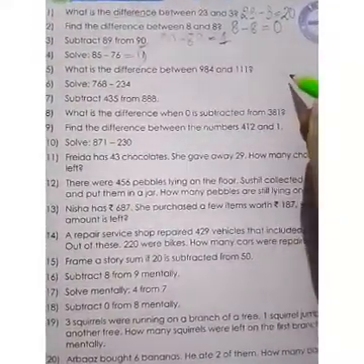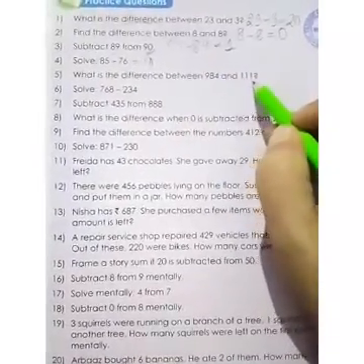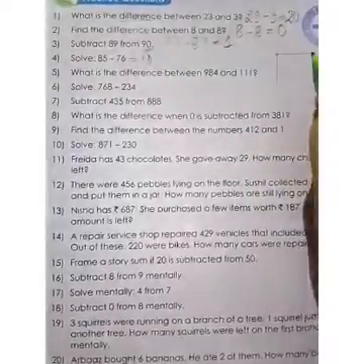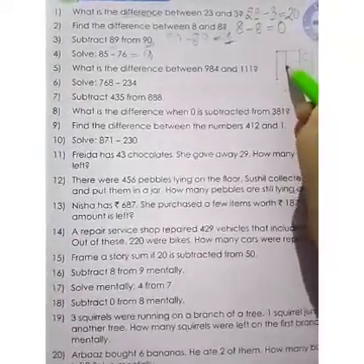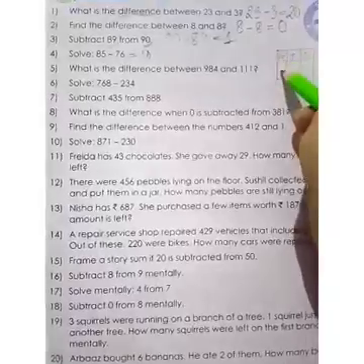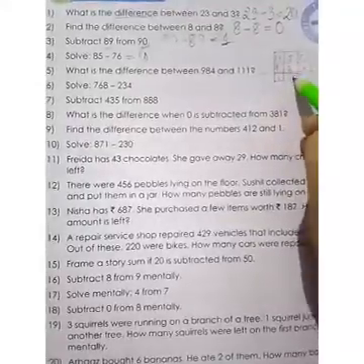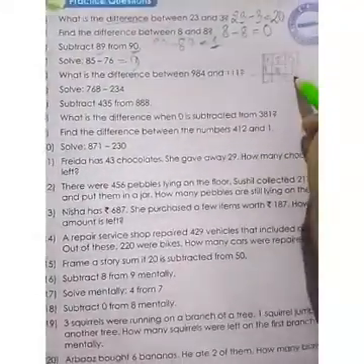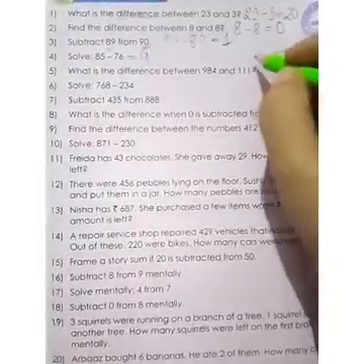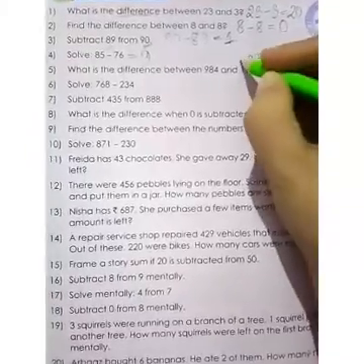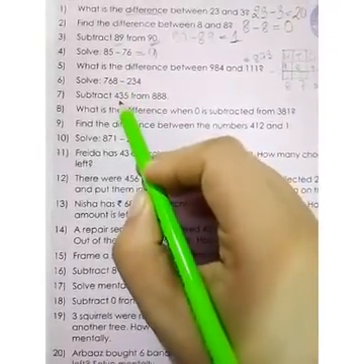Next is, what is the difference between 984 and 111? That means 984 and 111. So we make the place value chart in this way. It is a 3-digit number, so ones, tens and hundreds. The bigger number will go up. 984 minus 111. You do like this. 4 minus 1 is 3, 8 minus 1 is 7, 9 minus 1 is 8. So the answer will be 873. I am writing the answer a little above the question. Similarly, you can do question number 6 and 7 in that way.